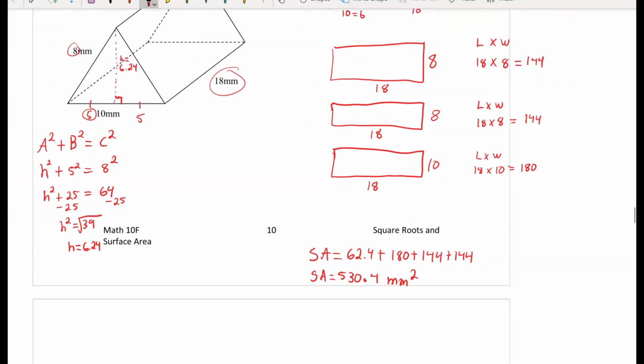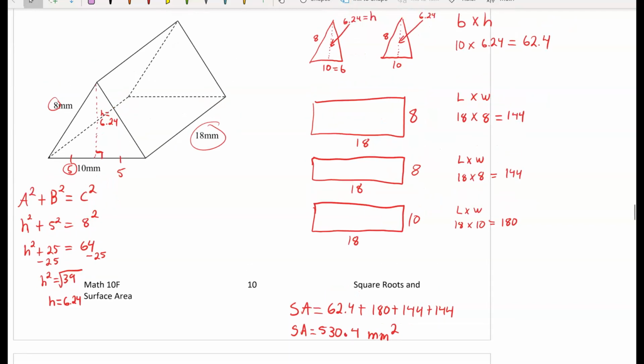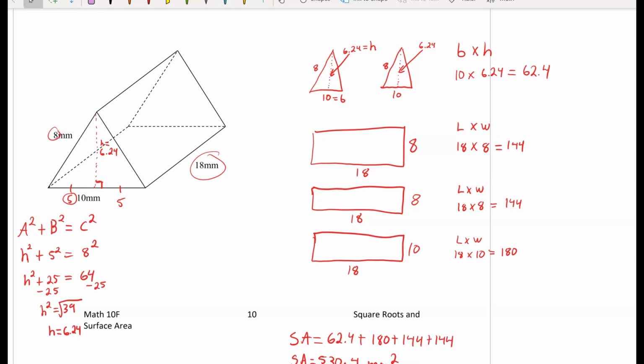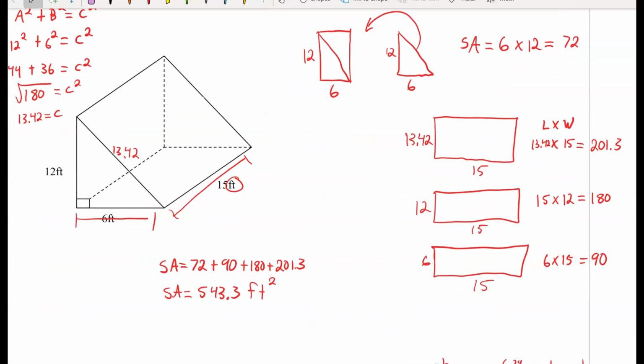So this is how you calculate for the two different types of triangular prisms. Remember, first break it down into its individual shapes. For this type here, we have to calculate the height before we can move forward. And for the other type, we had to calculate our hypotenuse before we could move forward.